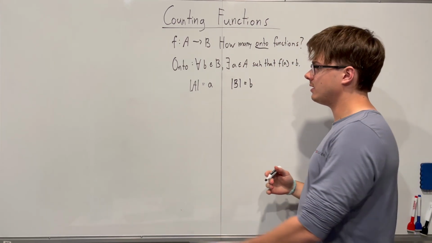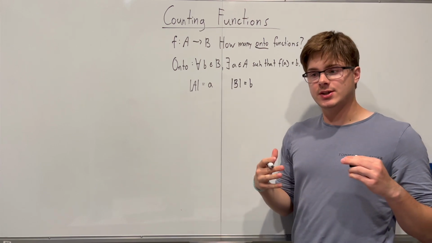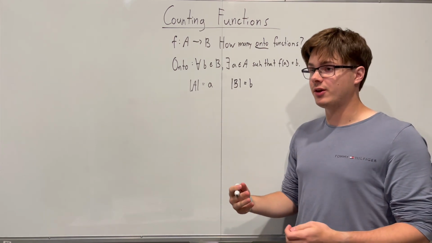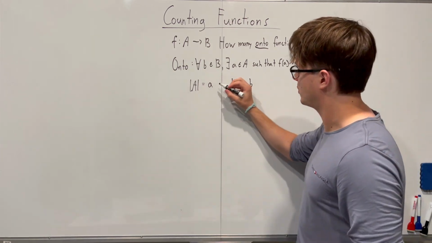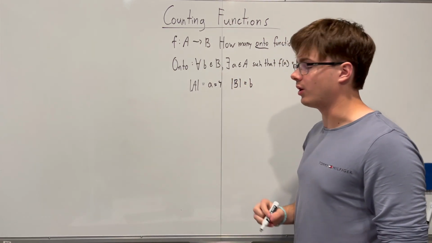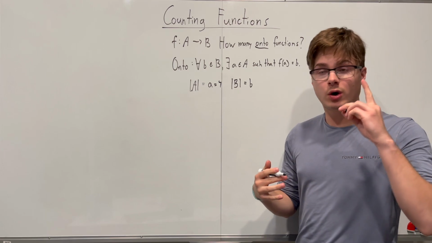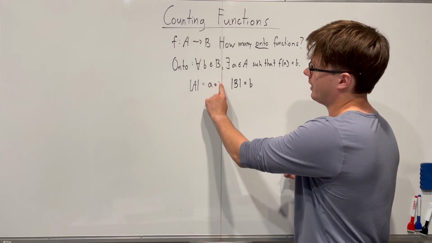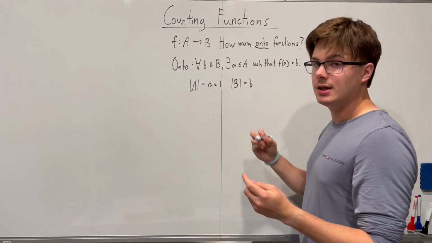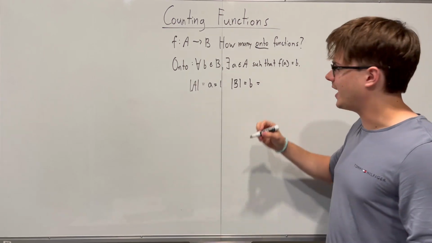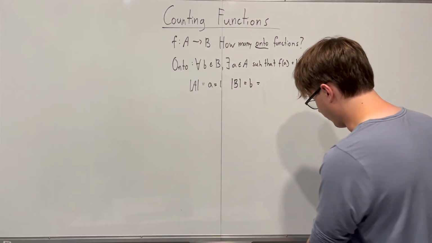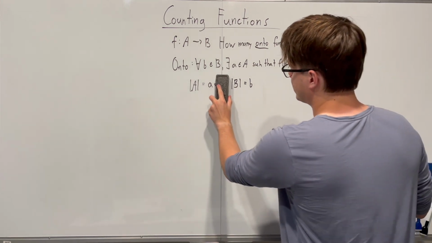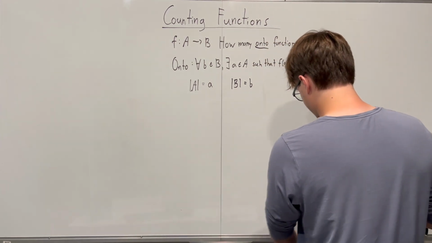So what does this mean? The size of A is simply saying how many elements are in A. If there are 4 elements in A, then the size is equal to 4. So in this case, a would be equal to 4. Similarly, if A only had 1 element, the size of A would be 1, and so a would be equal to 1. Similarly for B, if B had 3 elements, then b would be 3. If it had 4, it would be 4, so on and so forth. Okay, so it's good that we've clearly defined some notation for our sizes.